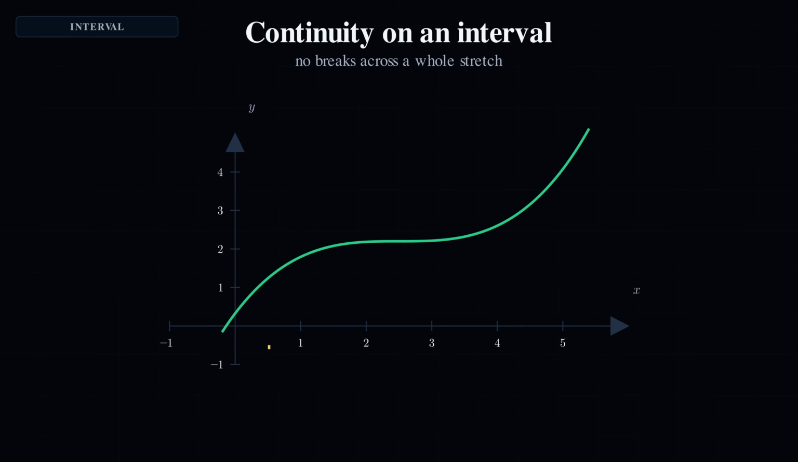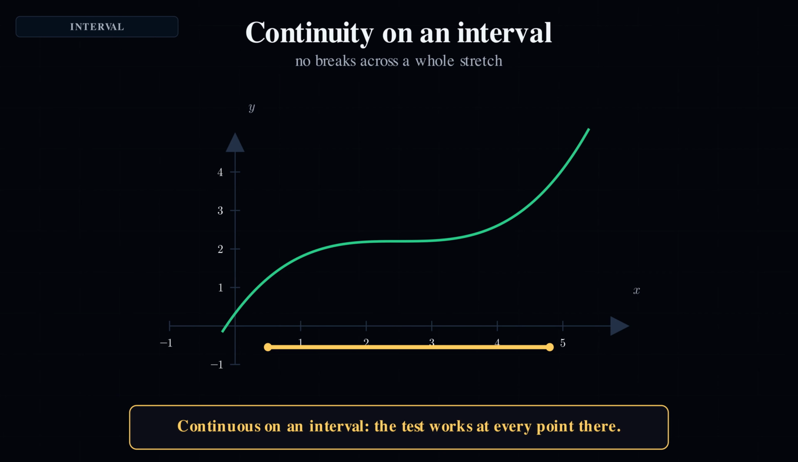Continuity at one point is local, but we can also ask whether a function is continuous on an entire interval. That means the continuity test works at every point in that interval. On a continuous interval, the graph has no holes, no jumps, and no infinite breaks. This is why continuous graphs are easier to trust. Small changes in input create small changes in output.